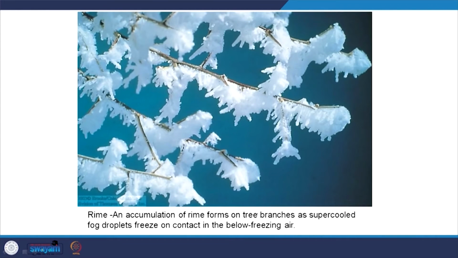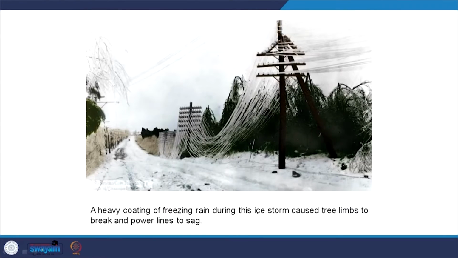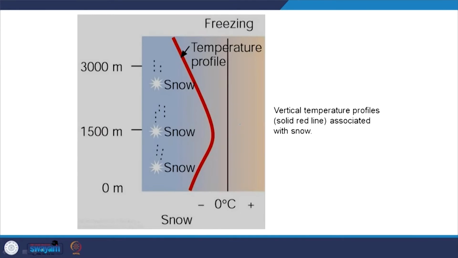So, this is an accumulation of rime on tree branches, as supercooled fog droplets freeze on contact with the below-freezing air. So, the atmosphere and the ground itself are at very cold or below-freezing temperatures, right. So, this is where you see a heavy coating of freezing rain during this ice storm that caused tree limbs to break and power lines to sag. All the water has accumulated on these power cables and has crystallized into ice. So, due to the weight, you see the wires are heavily sagged, right.